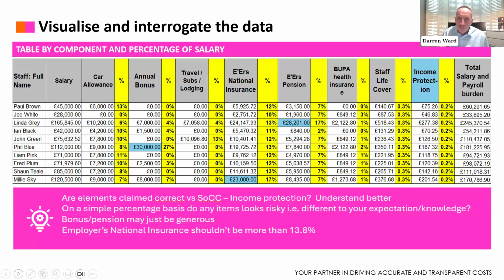You can go down a column, staff life cover. Everything there is 0.3% of salary. Very simple to then get a copy of the staff life cover policy, look at how the costing works to validate that 0.3% is accurate. So again, looking down the columns and across the rows.